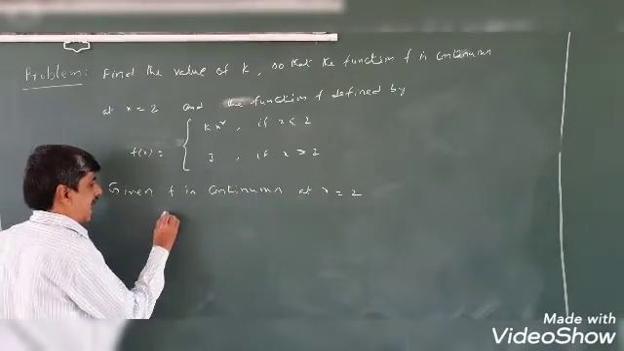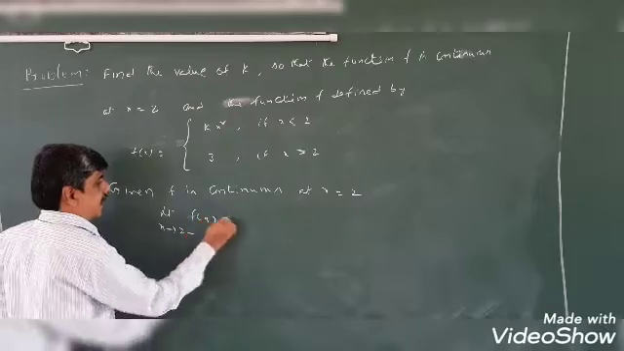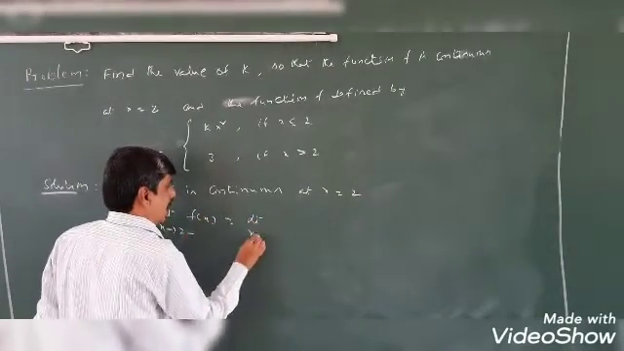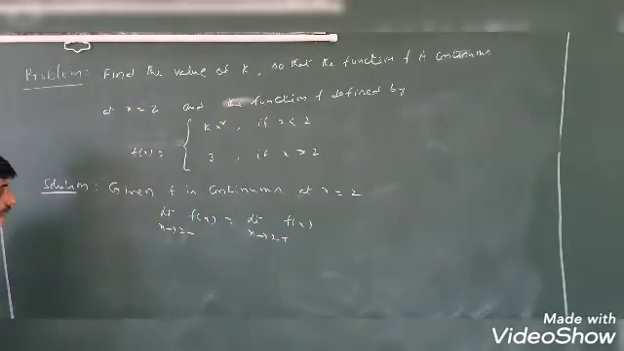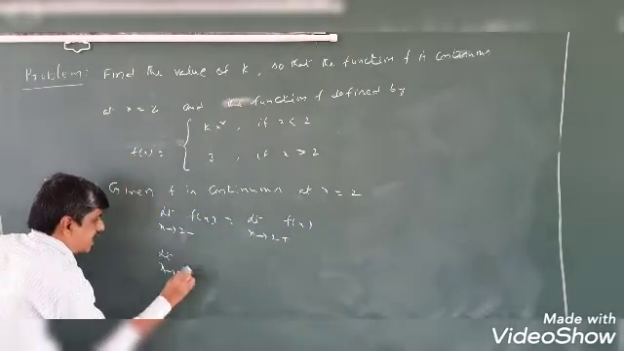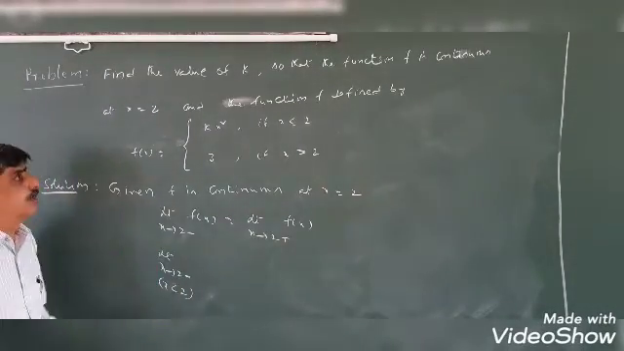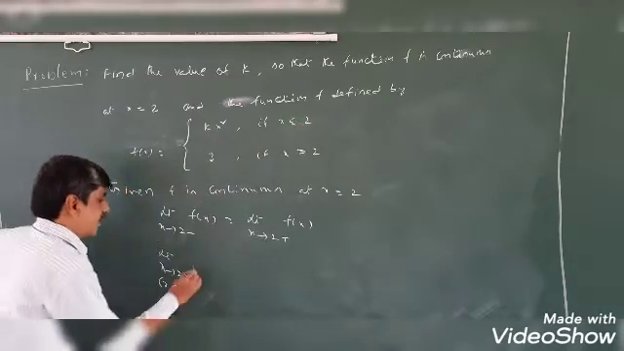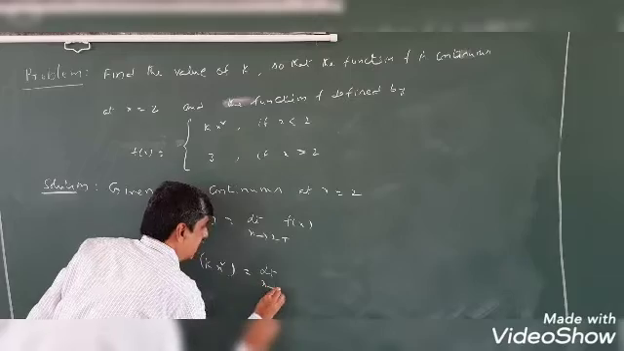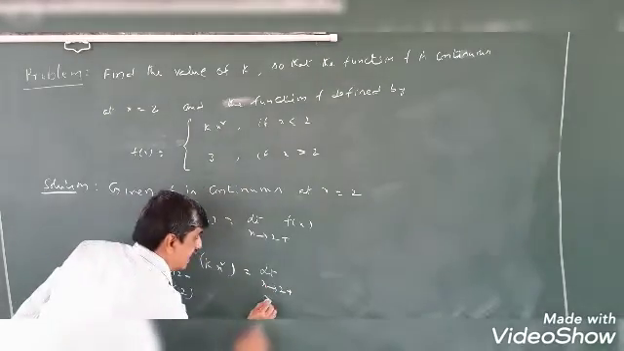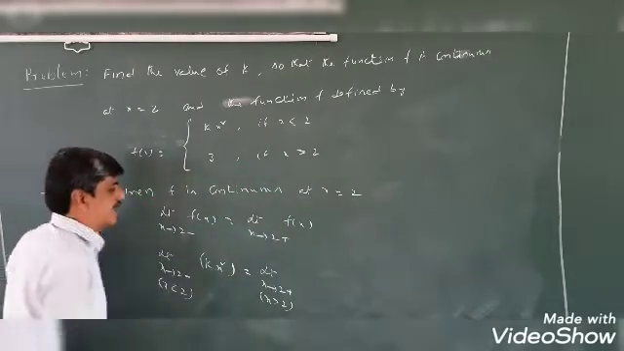Then we have to use here limit x tends to 2 minus f of x is equal to limit x tends to 2 plus f of x. Limit x tends to 2 minus means x less than 2. If x less than 2, then f of x is defined as kx square, is equal to limit x tends to 2 plus, means x greater than 2. If x greater than 2, f of x is defined as 3.